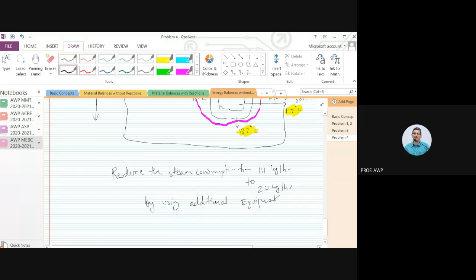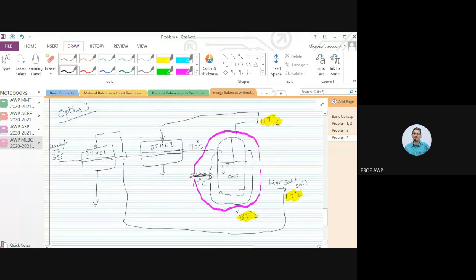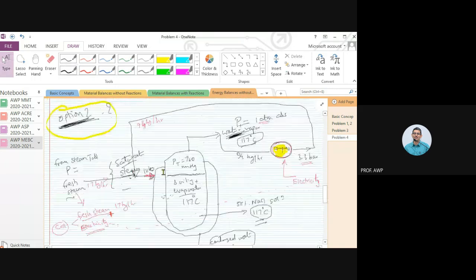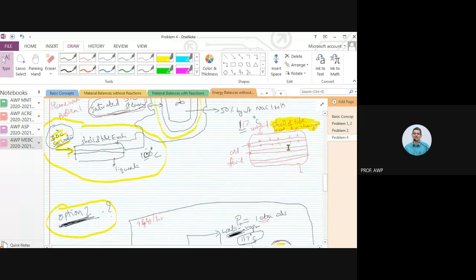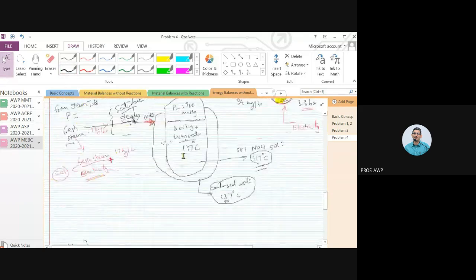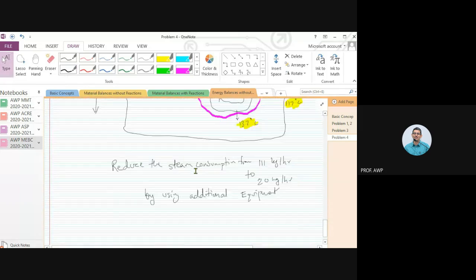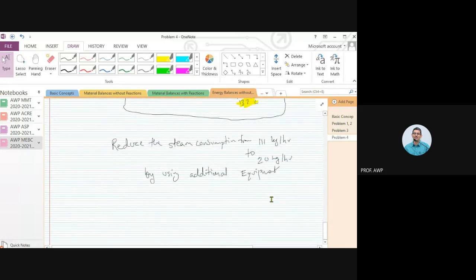What additional equipment have I used? I have used 2 shell and tube exchangers here. I have used a compressor here. I have used one shell and tube heat exchanger here. Do you agree with that? Yes, sir. To the extent that we use additional equipment, we can keep on reducing this steam consumption.